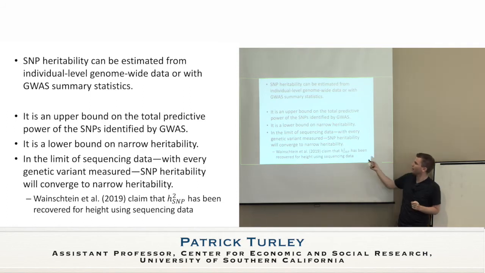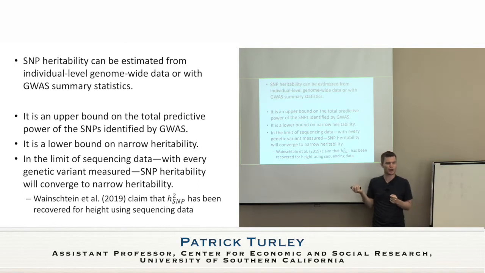Okay, so that's the first point. The second is that SNP heritability is a lower bound on the narrow heritability. So why is that?